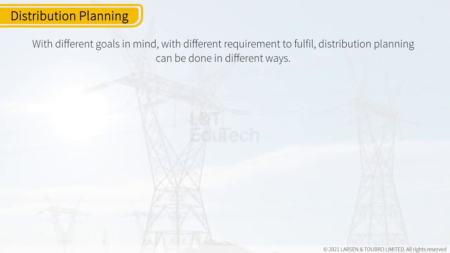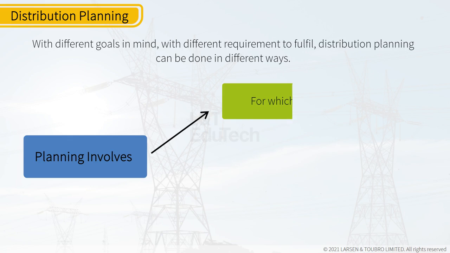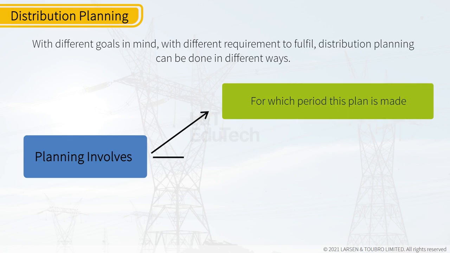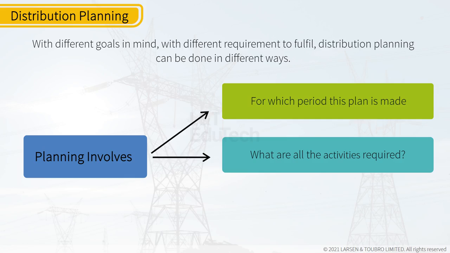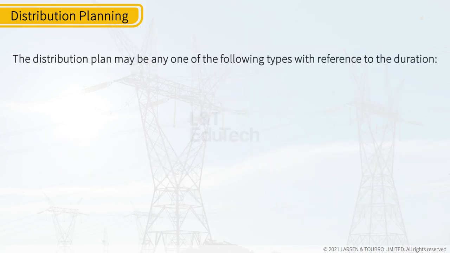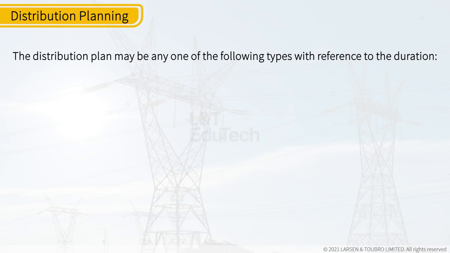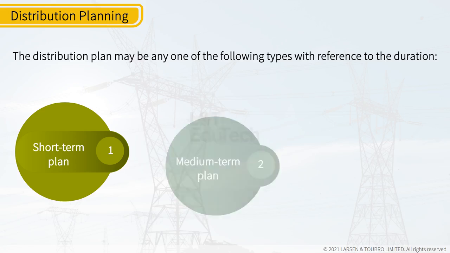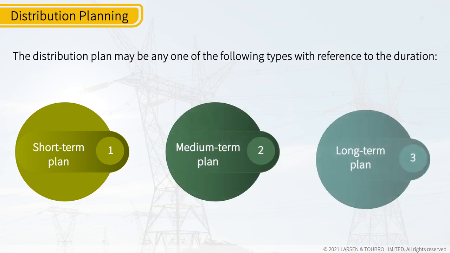With different goals in mind, with different requirements to fulfill, distribution planning can be done in different ways. This planning involves for which period this plan is made. In the planning process, what are all the activities specifically required for execution of the plan. The distribution plan discussed previously may be one of the following types with reference to the duration. It can be a short-term plan, it can be a medium-term plan, it can be a long-term plan.